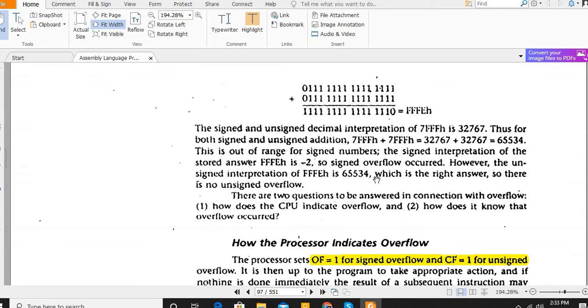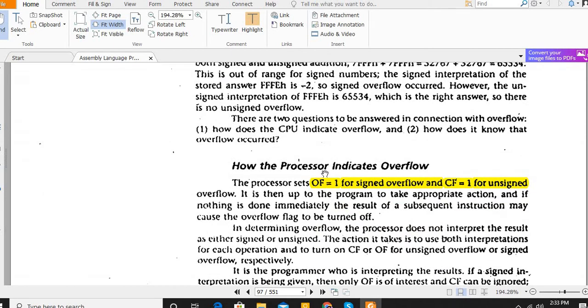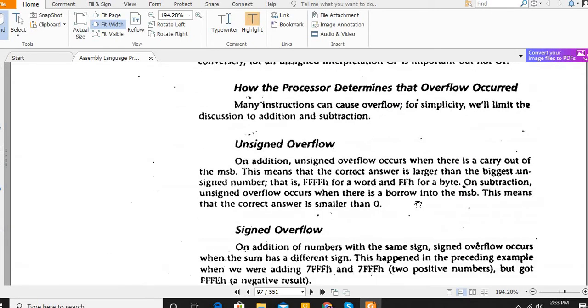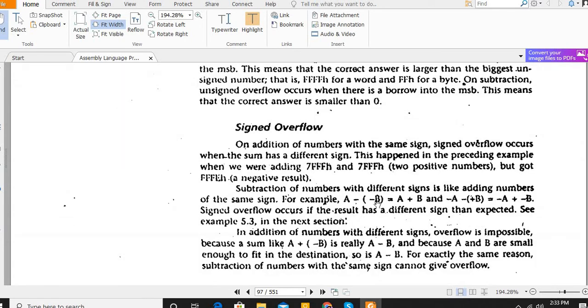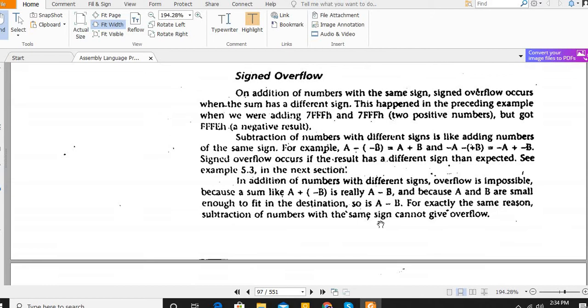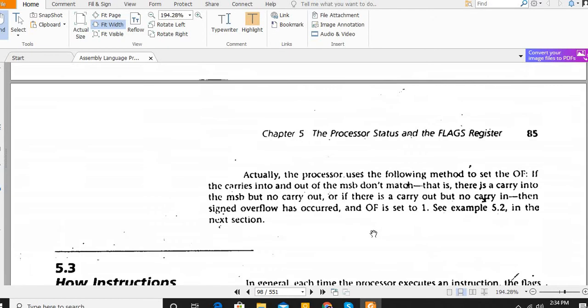So how does your microprocessor indicate this overflow? This is very simple and important. When signed overflow occurs, then OF will be 1, and when unsigned overflow occurs, then CF will be 1. Okay, so now I'm going to show you the unsigned overflow and signed overflow representations, and there are some examples here to understand signed overflow. I have already talked about these things, but you can still read them to understand better.